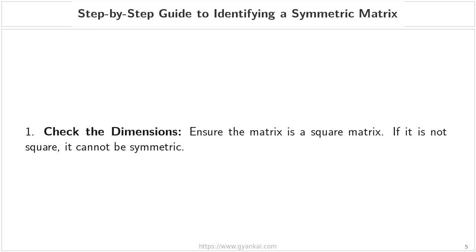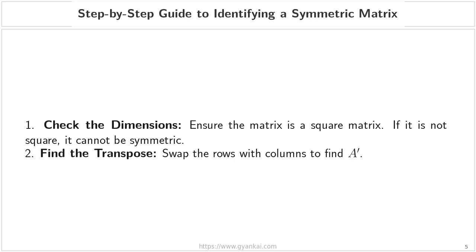Step-by-step guide to identifying a symmetric matrix. First, we must check the dimensions of the matrix. As we mentioned at the start of this lesson, symmetry is a property that applies exclusively to square matrices. Therefore, your first step is to ensure the matrix has an equal number of rows and columns. If it is not a square matrix, it cannot be symmetric, and you can stop right there. Second, we need to find the transpose. To do this, you simply swap the rows with the columns. This new matrix is what we refer to as A prime or A transpose.